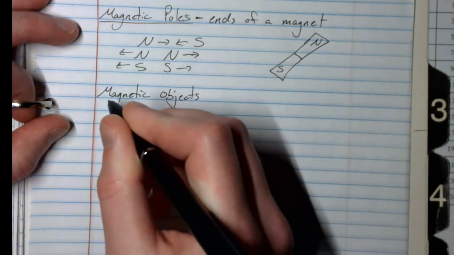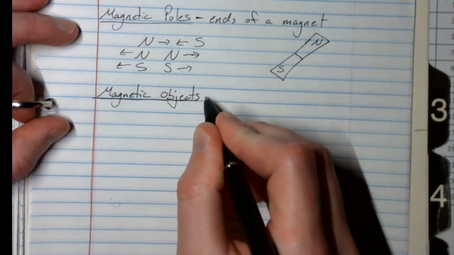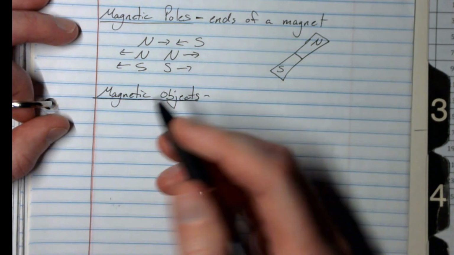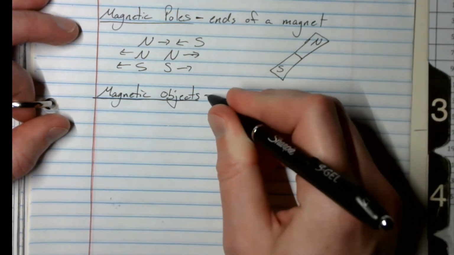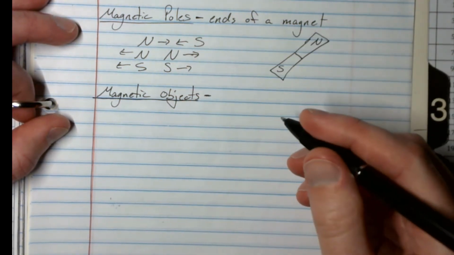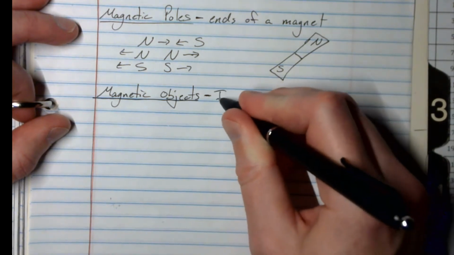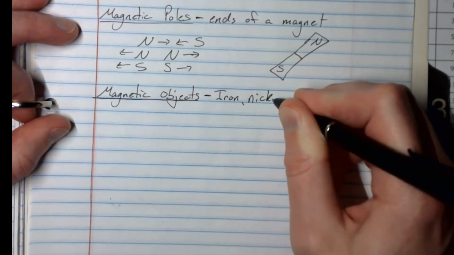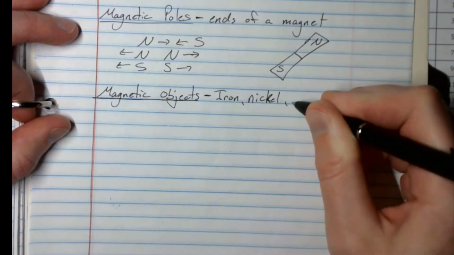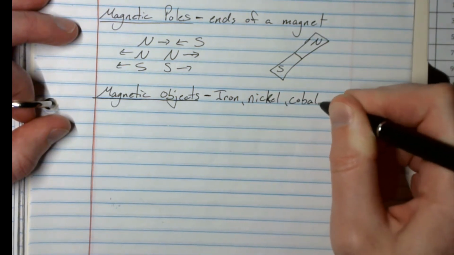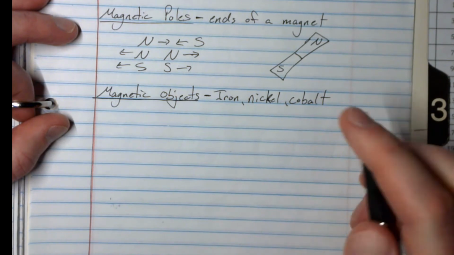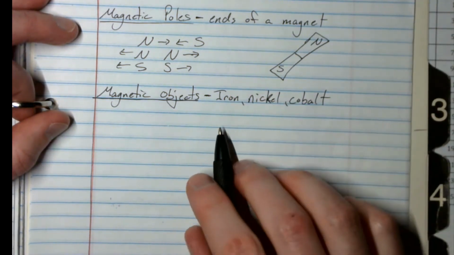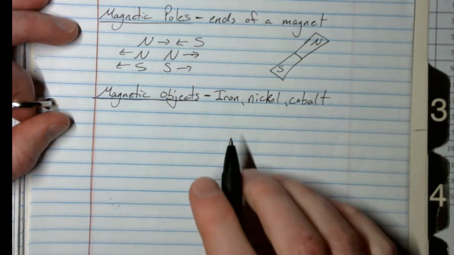Okay, so some magnetic objects. I think a common misconception is that everything that is metal is magnetic, and that's not true. There's actually only three things in common use that are magnetic, and those things are iron, nickel, and cobalt. There are some rare earth metals like neodymium, but those are not common.